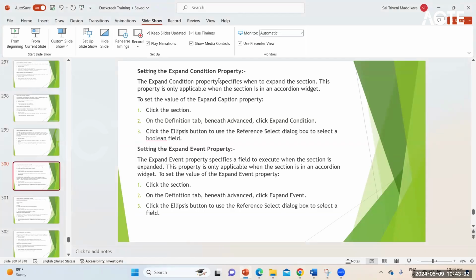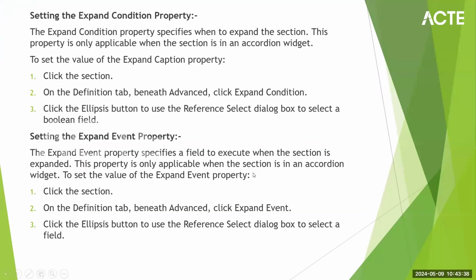So the expand condition property specifies when to expand the section. Like on click of that particular section name, it should display, or on click of some other buttons it should display. Those kinds of conditions you can set here.